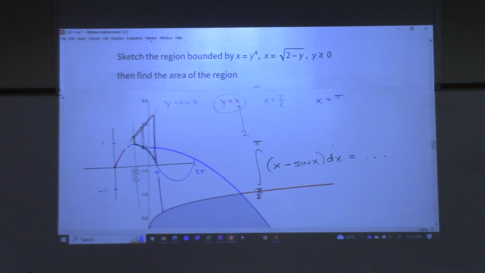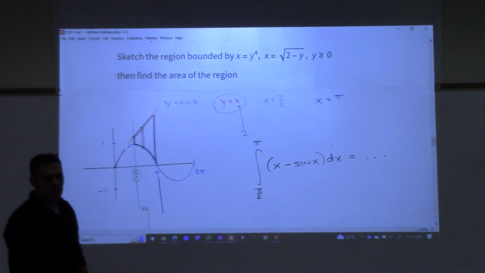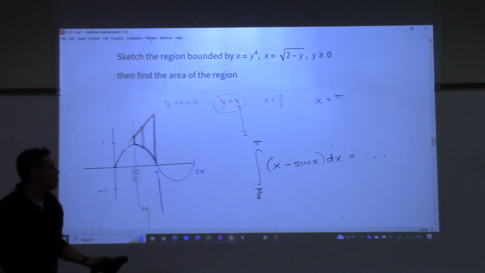So on our homework questions, are some of them going to be where we just... Yeah. Okay. Yeah, you always get to choose now if you're going to do function of x or function of y.